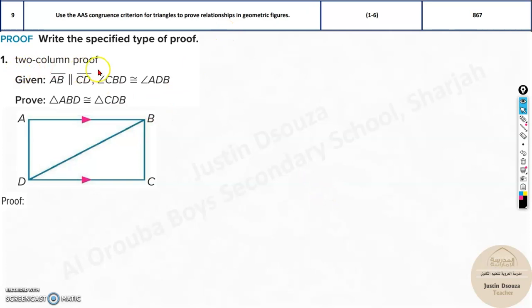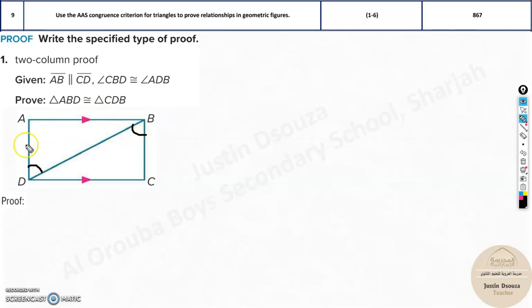They've asked for a two column proof. Given AB is parallel to CD. Look at this. AB and CD are parallel. And then angle CBD is congruent to angle ADB. That means this and this are congruent. We need to prove triangle ABD is congruent to triangle CDB.